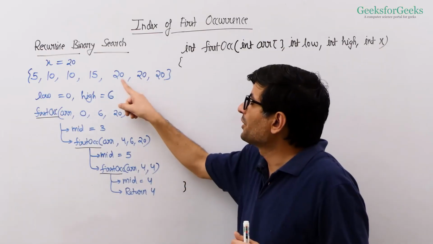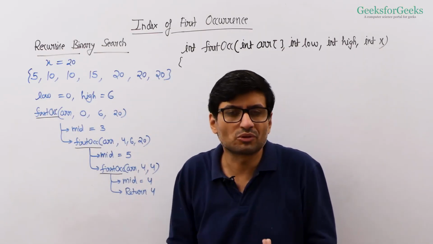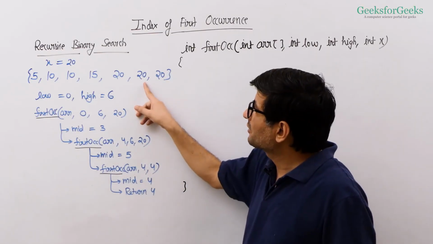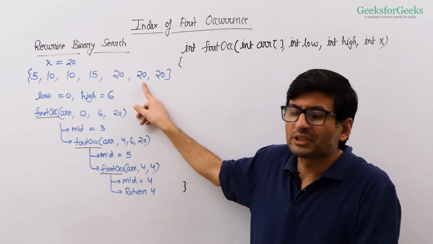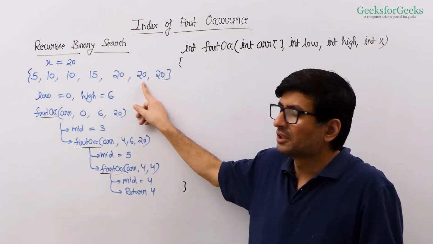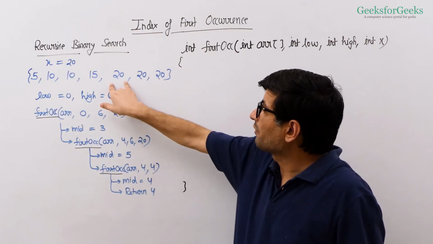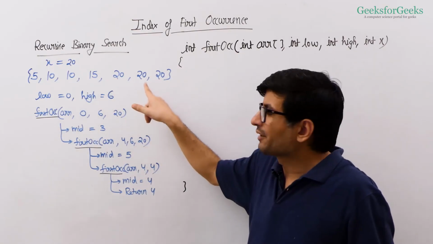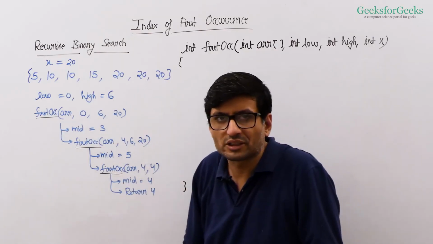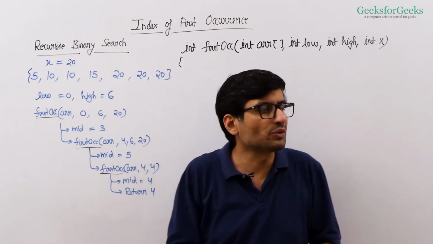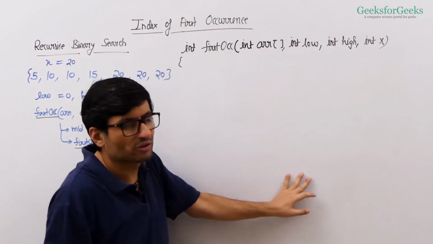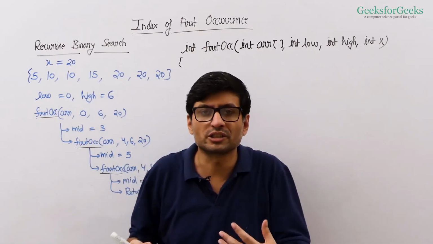We compare it with the previous element. It's just a constant amount of work, right? If it is the same as the previous element, then it is not the first occurrence. So in that case, we recursively call for the left half of this subarray. And if it is the first occurrence, then we return it. That's the idea. Now please pause this video and complete this recursive code yourself. You can definitely do it with these ideas.